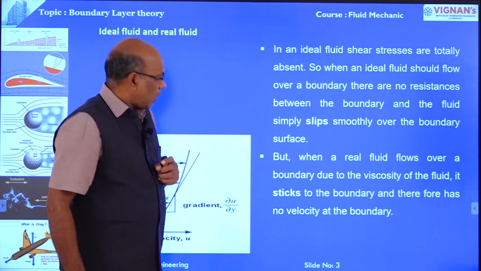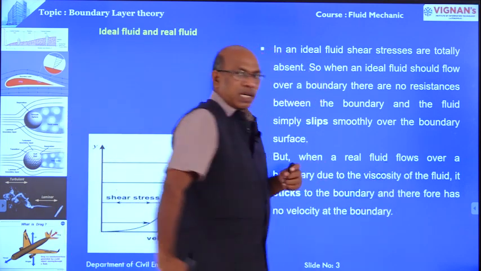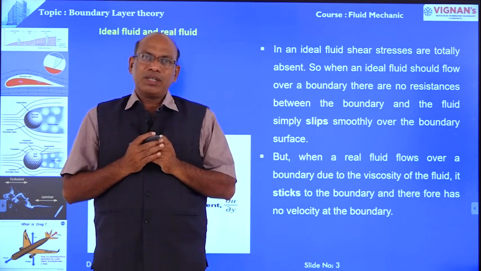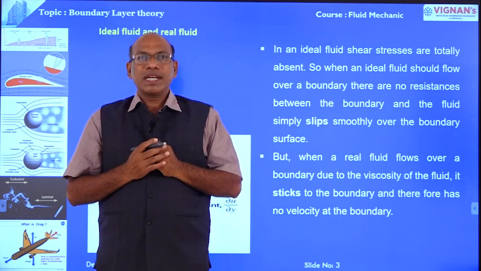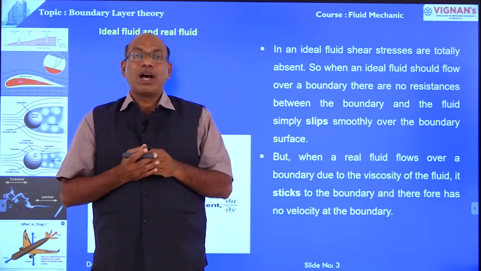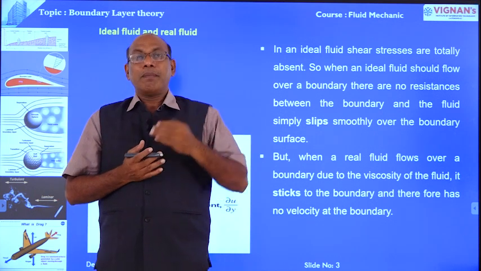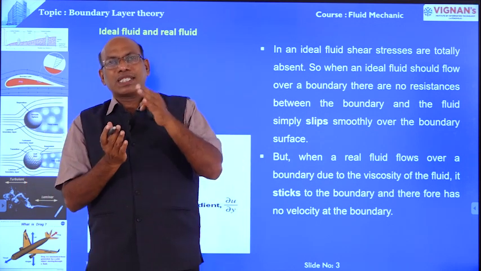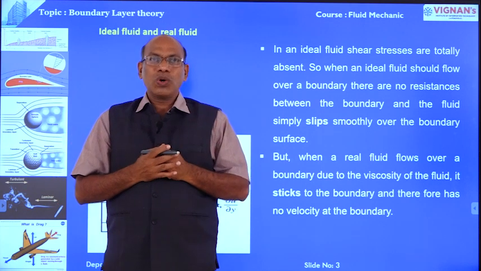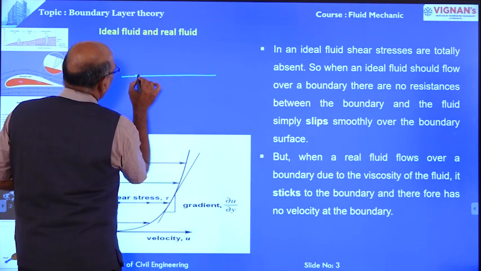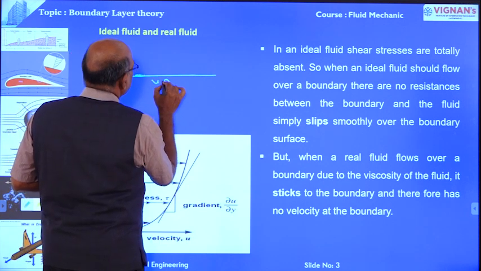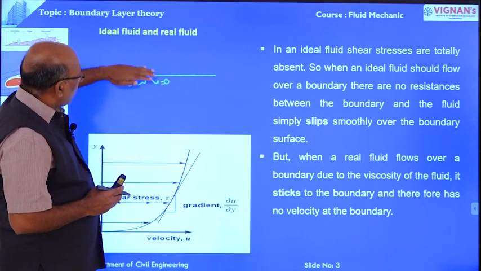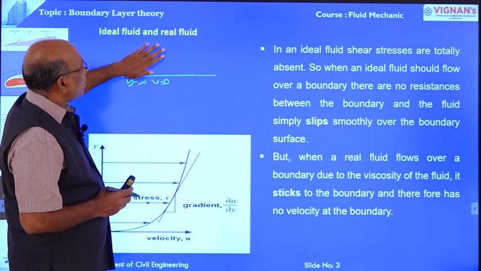Now, a real fluid means a fluid having viscosity. When a real fluid flows over the solid boundary, there is contact between the solid boundary and the fluid, because a real fluid has viscosity. Because of the viscosity, real fluids flowing over the solid boundary stick to it. Therefore, the velocity over the solid boundary is 0. Velocity is equal to 0 at y equal to 0, because there is contact between the boundary and the fluid.